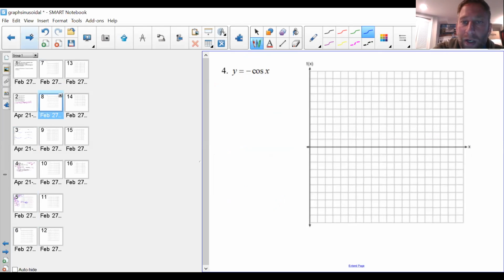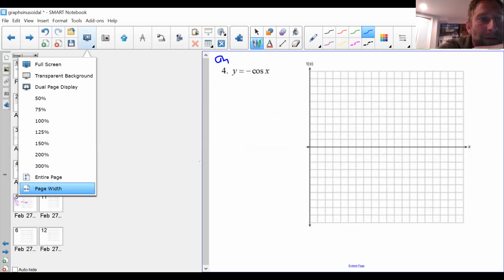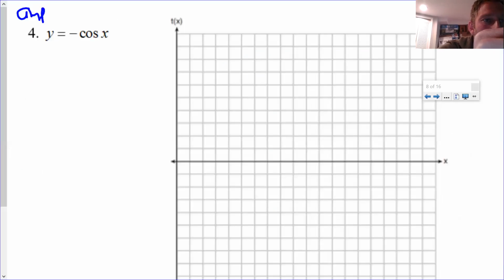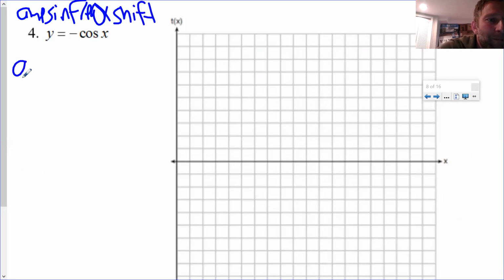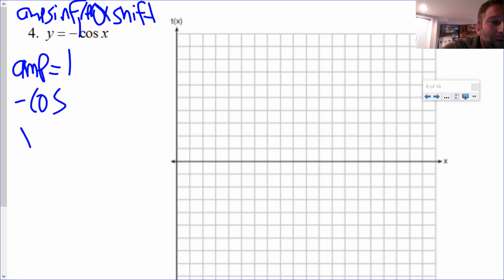Let's go to number 4. Amp, sine, freq, x, shift. Amp is what comes in front of sine or cosine, 1. Amplitude is never negative. It's a distance. If there's a negative, what that negative is telling me is that it's a negative cosine. Freq, again, in this lesson, freq is going to always be 1. And the shift in this lesson is going to always be 0.